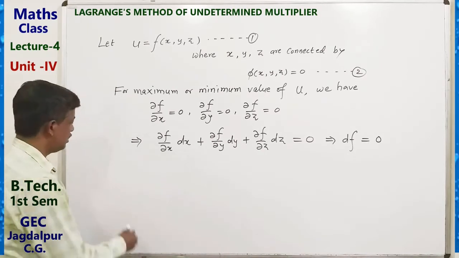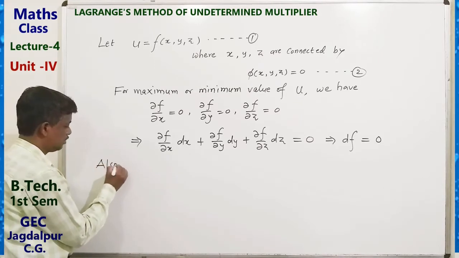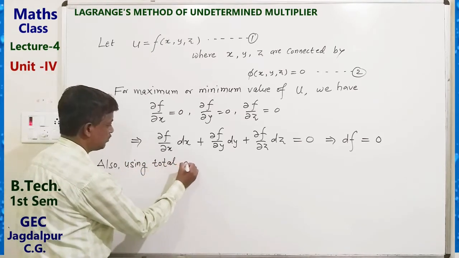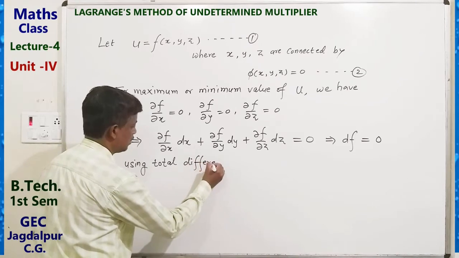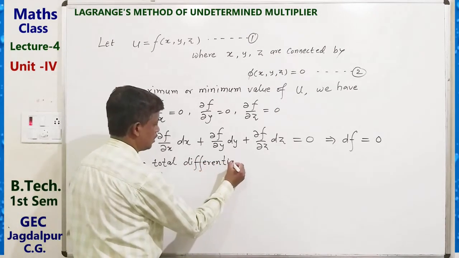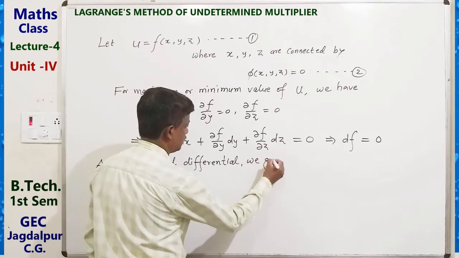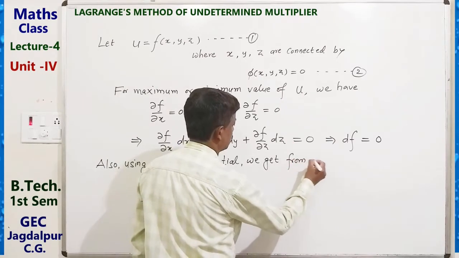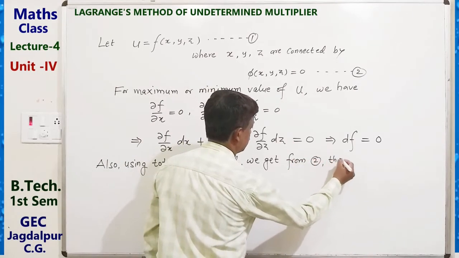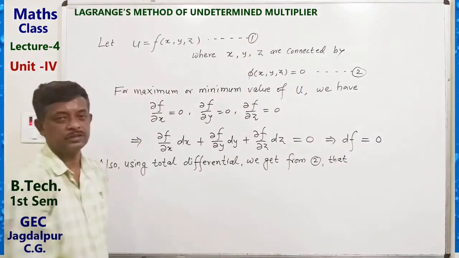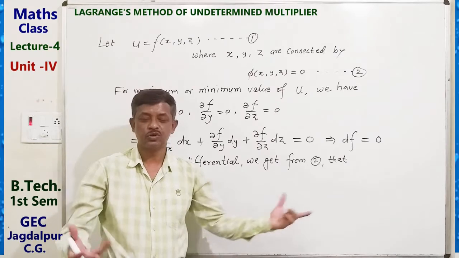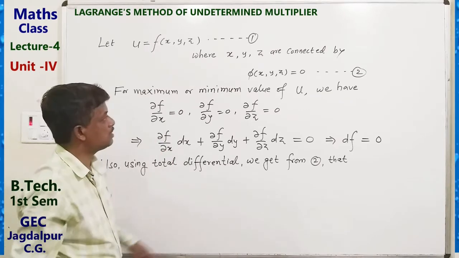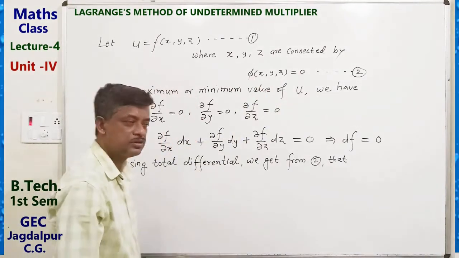Okay? Also, using total differential, we get from this function of x, y, z, phi. So total differential. What is total differentiation? Differential d phi. Because the right hand side is 0, d phi equals 0.